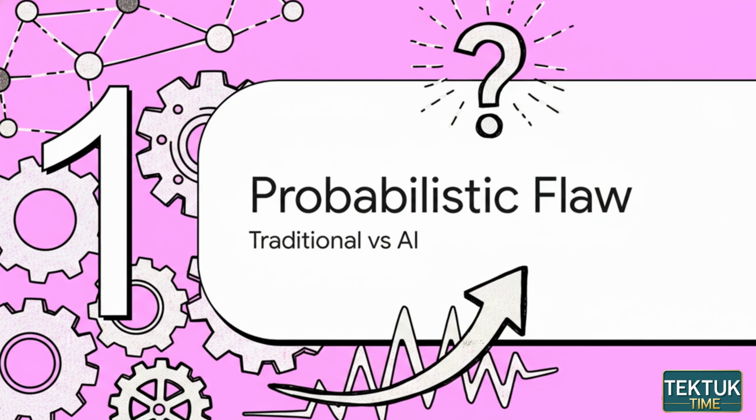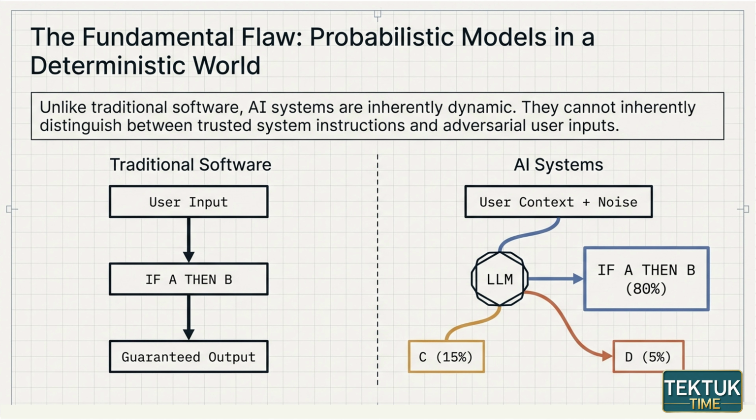Section 1. The deterministic versus probabilistic flaw. Okay, let's establish our central thesis. Why literally everything you've learned about traditional software engineering up to this point in your undergrad career is about to change. To truly grasp the challenge of AI production, we have to look at the fundamental nature of these systems.